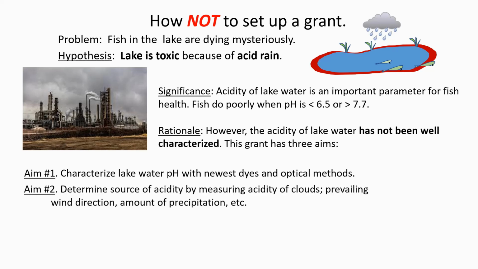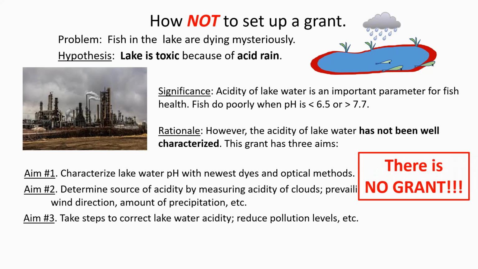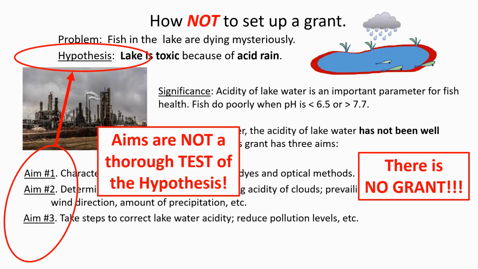Aim 2 is to determine what the source of the acidity is by measuring the acidity of the clouds, the prevailing winds, and the amount of precipitation, and so on. And finally, the third aim is to take steps to correct the lake water acidity and reduce pollution levels. While these might individually sound like okay things to do, there's a big problem with it as a grant, and that is, what happens if Aim 1 fails to detect an unhealthy pH? There is no grant. There's no reason to proceed any further with the other aims, and that means that the aims do not accomplish a thorough test of the hypothesis.